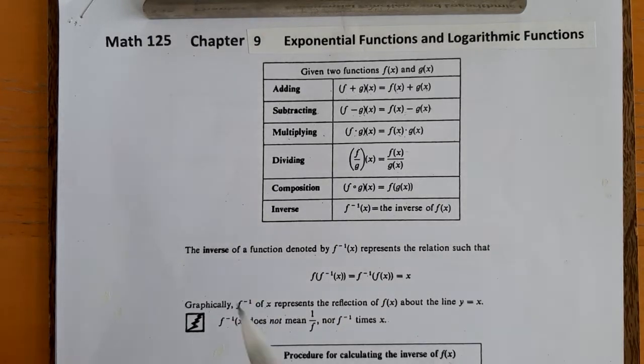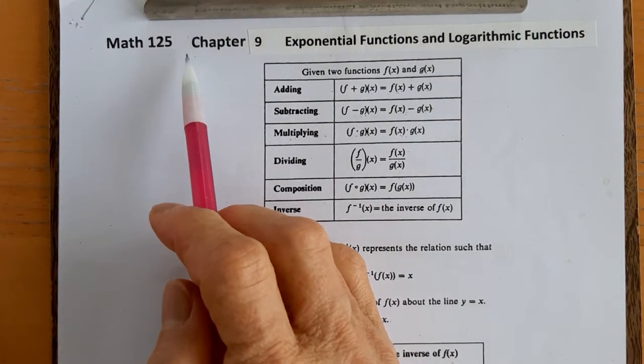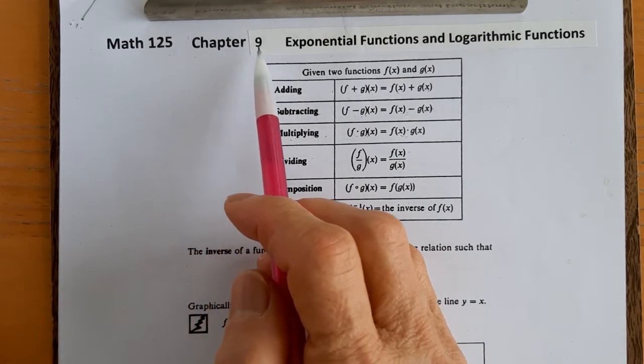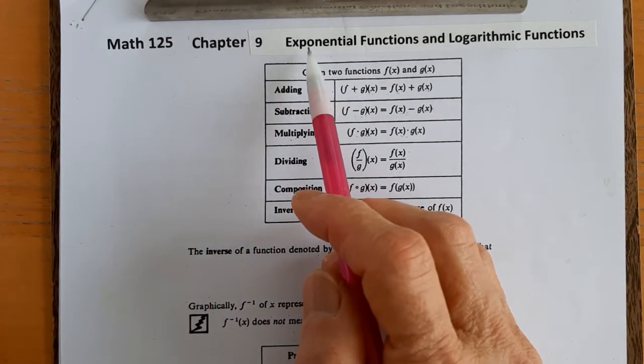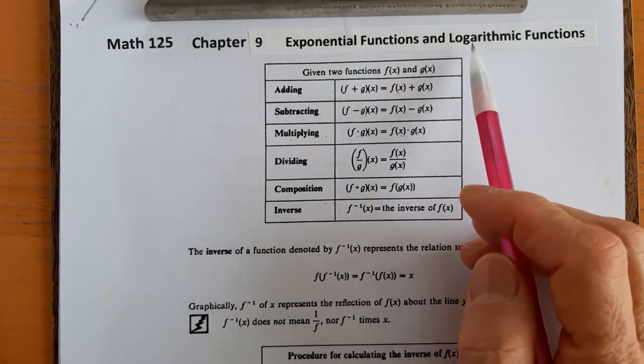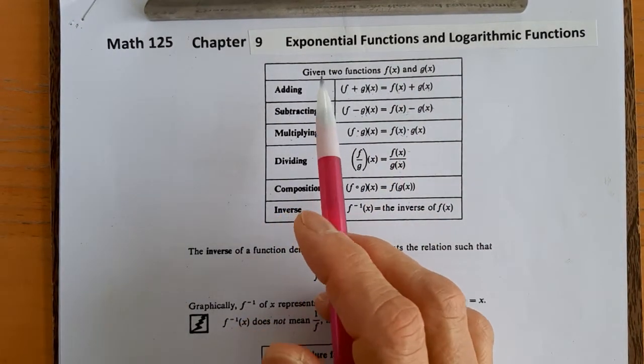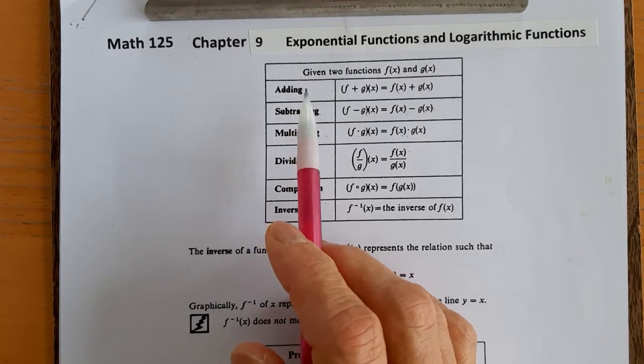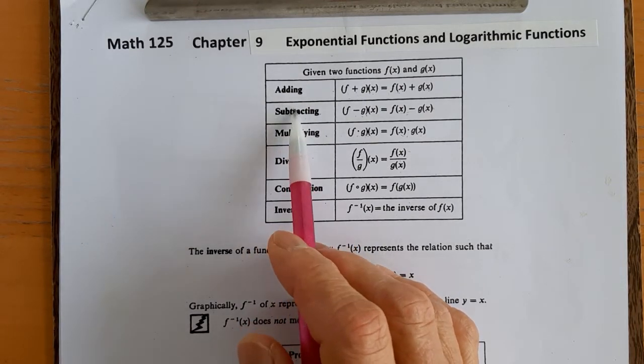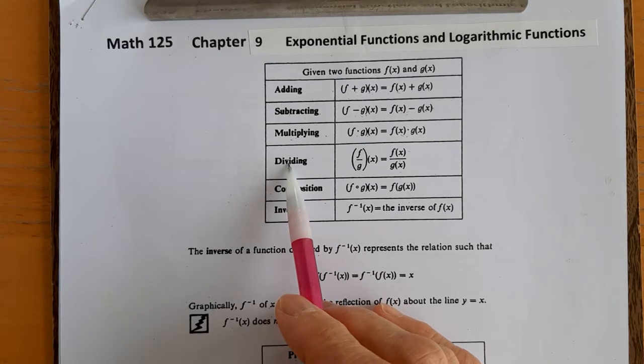Hello, this is Math 125, Intermediate Algebra. We learn Chapter 9. The title is Exponential Function and the Logarithmic Function. For the functions, we have arithmetic operations. They are addition, subtraction, multiplication, and division.